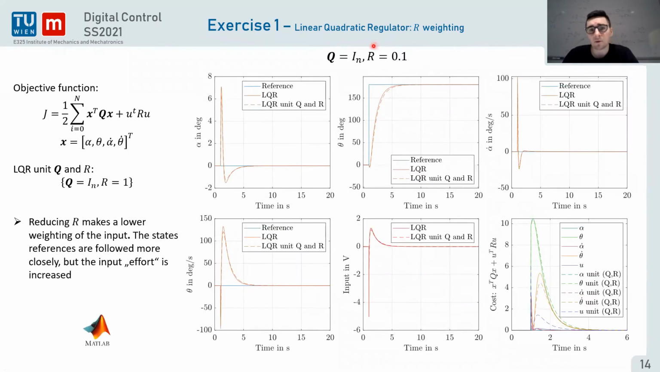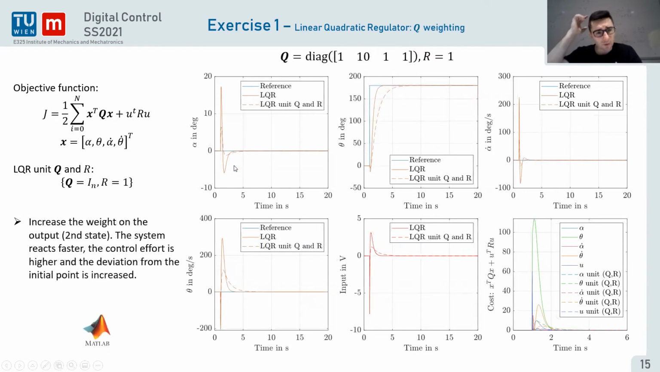If we set R equal to 0.1, so we kind of don't care how much input we use, then we're going to minus 5 volts. So it's way more aggressive. So this is about weighting this term here.